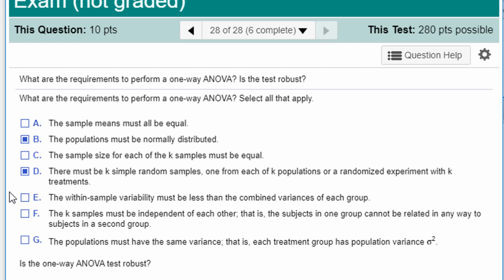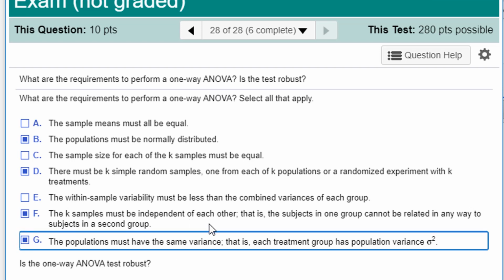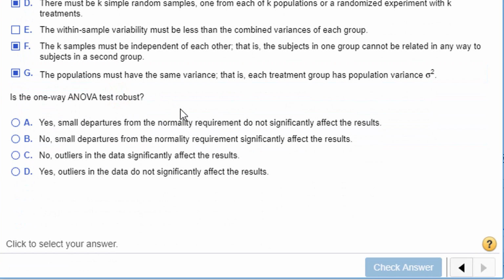Let's see, the within sample variability must be less than the combined variance of each group. No, that's not a requirement of ANOVA. The k samples must be independent of each other. That is, the subjects in each group cannot be related in any way to the subjects in the second group. Yes. We need independence between the groups. That's an important requirement. And finally, populations must have the same variance. That is, each treatment group has population variance sigma squared, and that is a requirement. We require or assume that at least approximately the populations have the same variance. That's part of the assumptions of doing an ANOVA test.